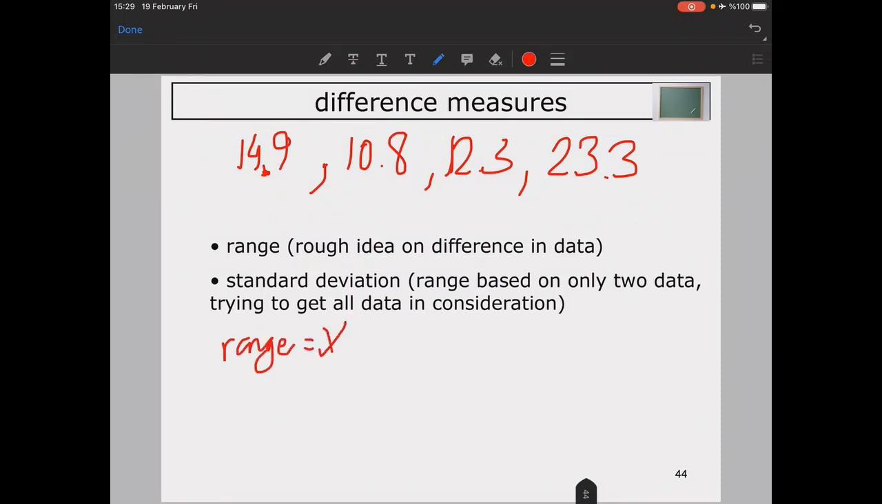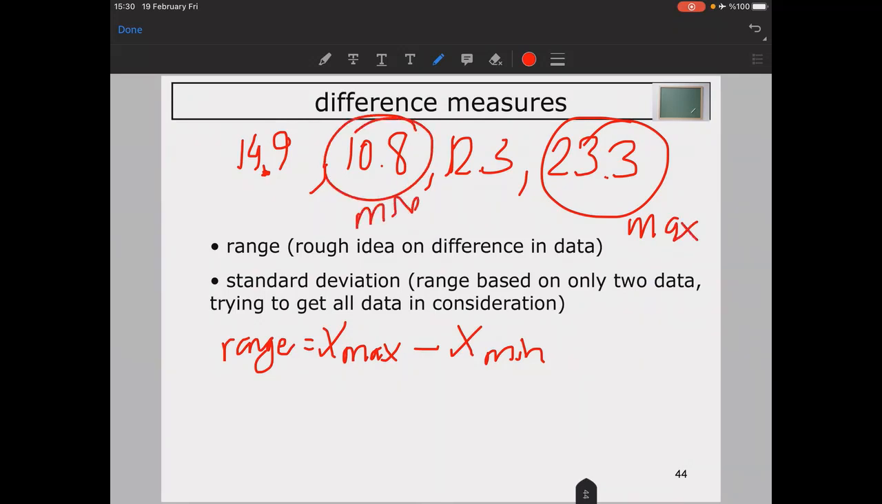Your x max, maximum measurement, minus your minimum measurement here. And what was your maximum? This was your max. And what was your minimum here? This was your min. And your range would be here 23.3 minus 10.8, which would be 12.5%. So it gives you a rough idea.